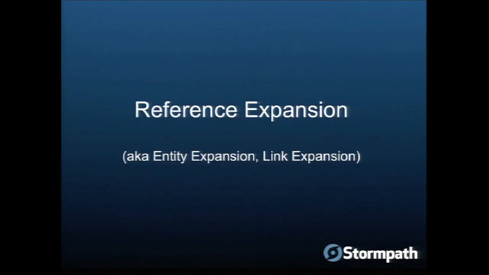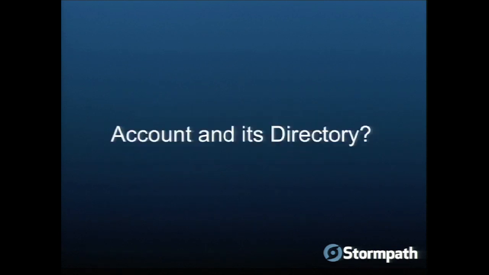So reference expansion. This is also called entity expansion or link expansion on the net. So I showed you before, we have an account, and we showed you a link to the directory. But what if, for bandwidth reasons or network overhead or just for simplicity, I wanted both the account and its directory in a single request? How would you do this?